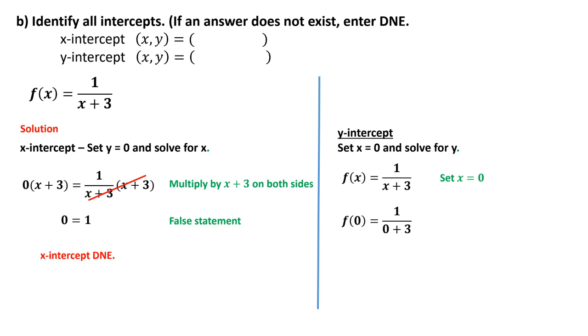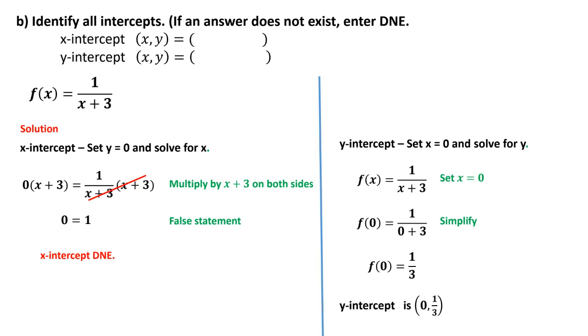To solve for the y-intercepts, we set x equal to 0 and then solve for y. So here we have 1 over x plus 3, so we plug 0 in for x and simplify. 0 plus 3 is just 3. So we have a y-intercept at 1/3. When x is equal to 0, our y value is 1/3.